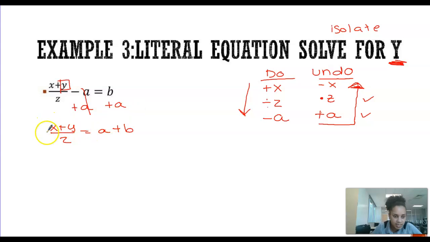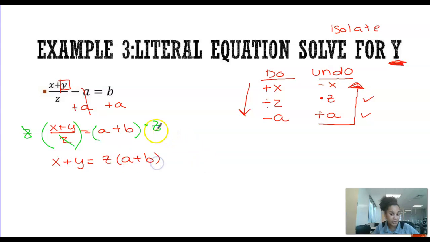Let's see, I'm going to take everything on this side, and I'm going to multiply it by z. And I'm going to take everything on this side, and I'm going to multiply it by z. Inverses cancel each other, so multiplying by z and dividing by z makes that cancel. And then my z is just on the opposite side now. So I have x plus y is equal to z times a plus b. Could I leave the z at the back? Yes, I could. But if I multiply, it's the same as if I put it in the front or the back. So now I've multiplied by z.